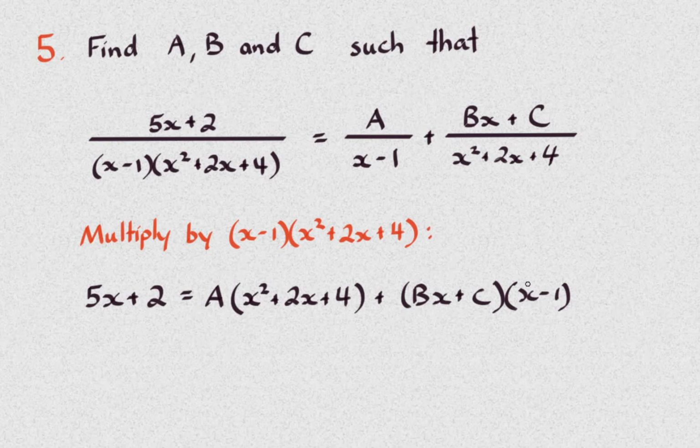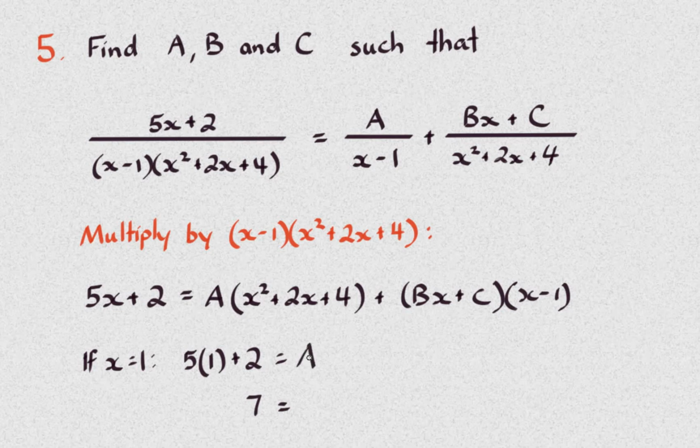Well, the first thing that I notice is that bx plus c, all of this is multiplied by x minus 1. Meaning if we let x equal 1, then this will go to 0, and so this whole term will go to 0, leaving us just with a in our equation. So let's sub in x equals 1. On the left hand side we have 5 lots of 1 plus 2, so that's going to be 7. Let's set that up there.